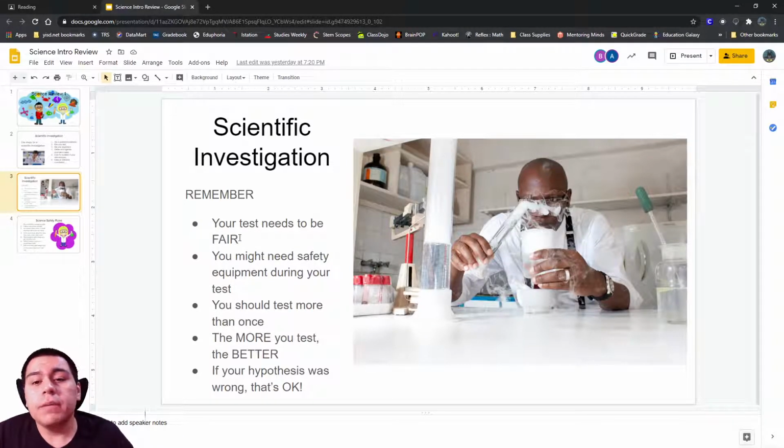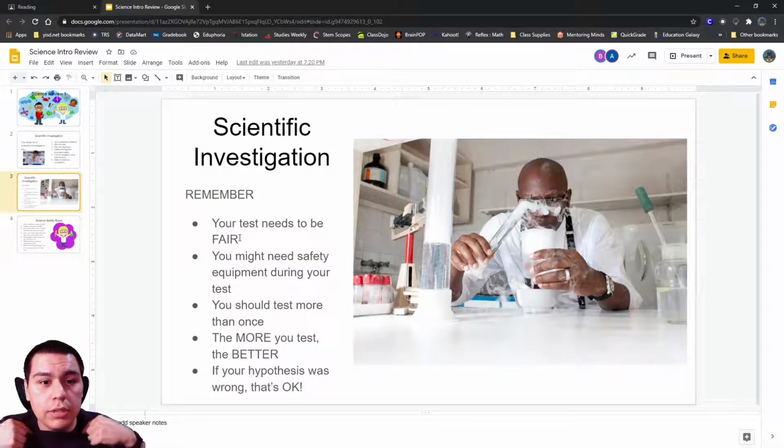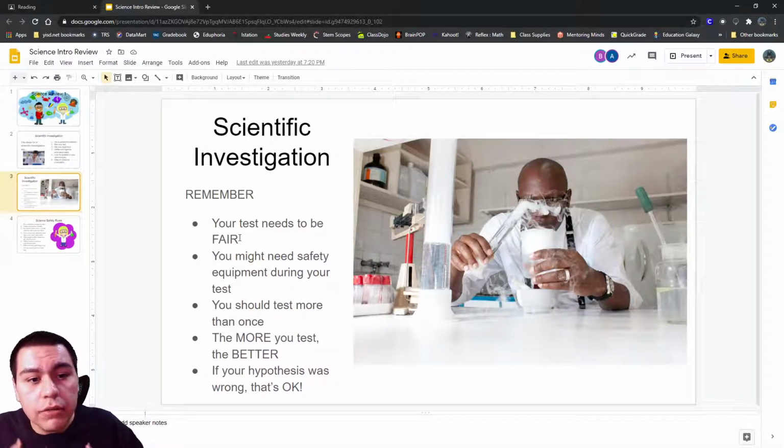Or if you're going to be doing an experiment with, let's say, paint or with chemicals or things like that, then goggles would still be a good idea, but you might also want to wear an apron to protect your clothes. That way you don't get paint or chemicals all over your clothes and ruin them.